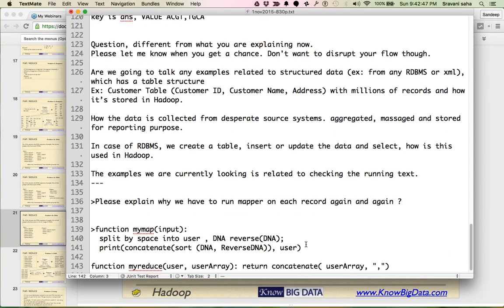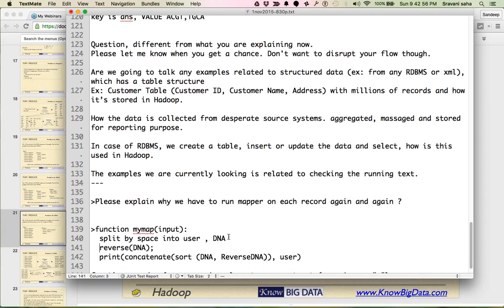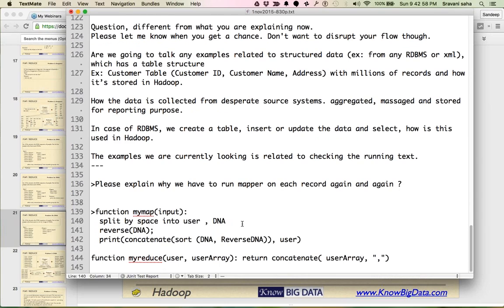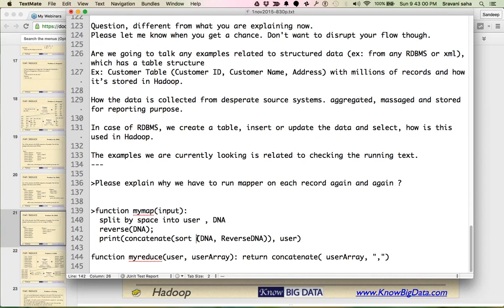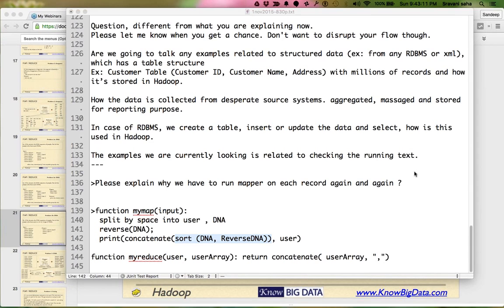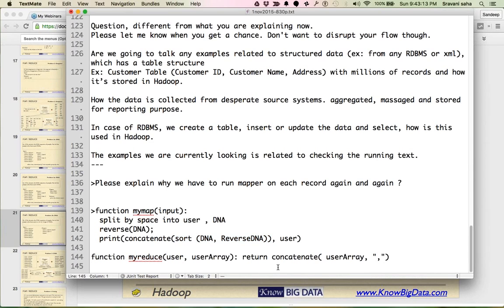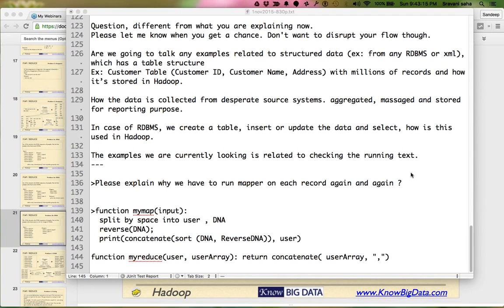All right. So you split by space into user and DNA and reverse the DNA. This is probably the next line. And then, good. What he is doing is sorting these two and making it a key after concatenating. All right, so this is pseudocode. That's not real code, so don't worry.